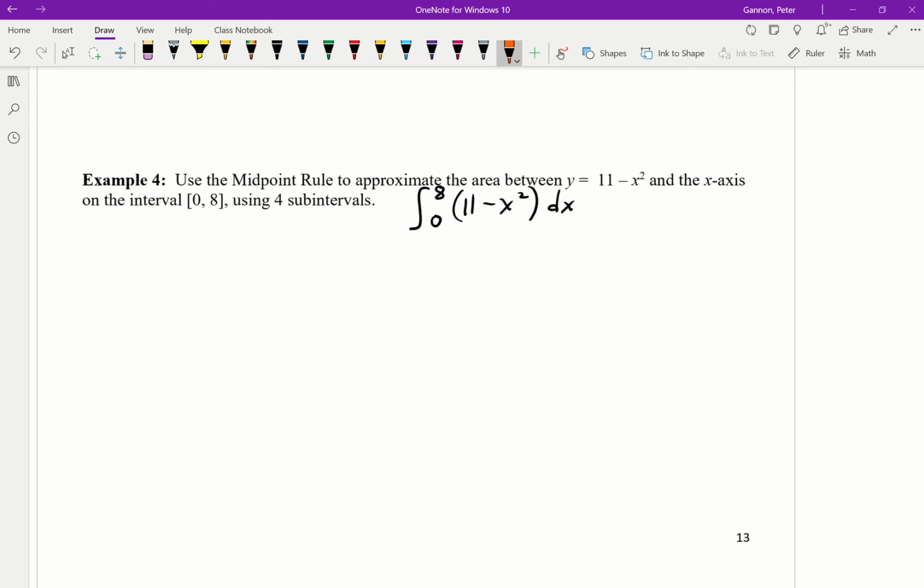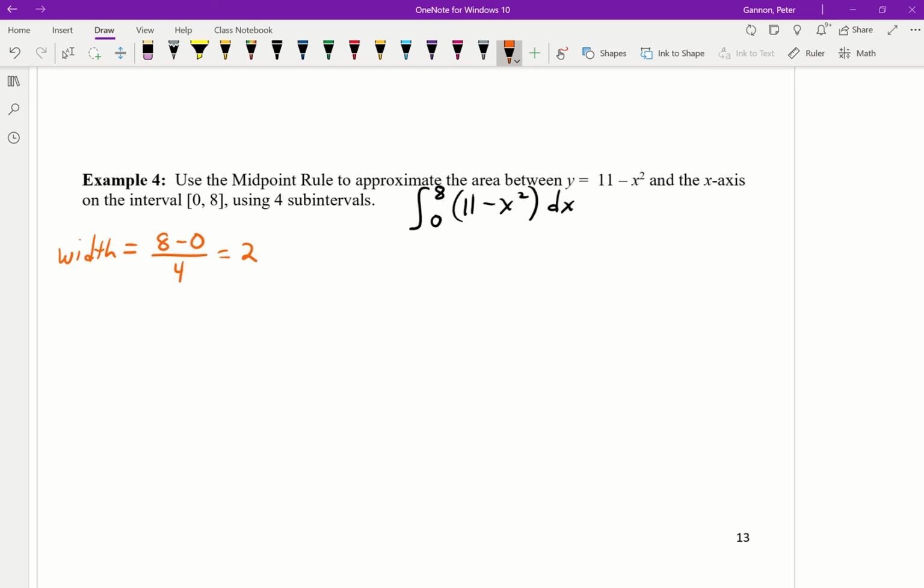So the first thing we need to do is figure out what is our width. All right, and the width is going to be 8 minus 0, okay, that's the total length of the interval, divided by the number of subintervals, 4, which gives us 2. All right, so they have an equal width.